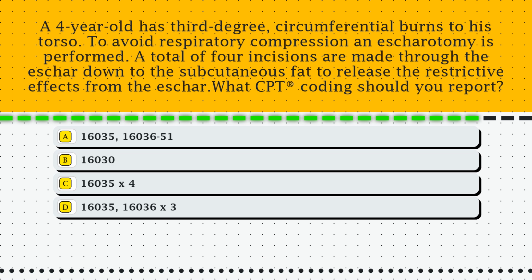Question 35. A 4-year-old has third-degree, circumferential burns to his torso. To avoid respiratory compression, an escharotomy is performed. A total of 4 incisions are made through the eschar down to the subcutaneous fat to release the restrictive effects from the eschar. What CPT coding should you report? Option A, 16035, 16036-51. Option B, 16030. Option C, 16035x4. Option D, 16035, 16036x3.